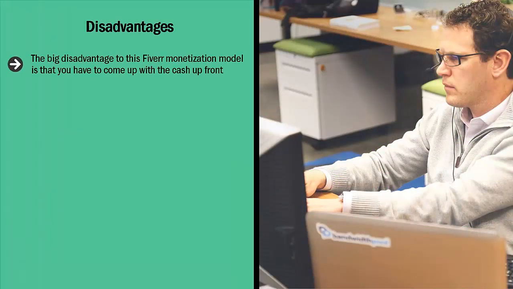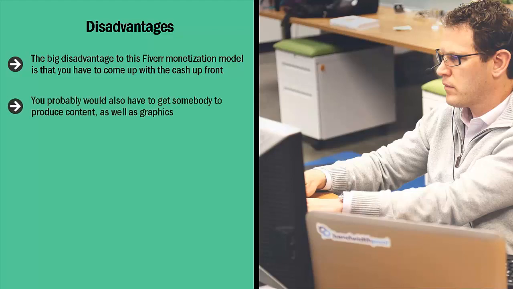Disadvantages. The big disadvantage to this Fiverr monetization model is that you have to come up with the cash up front. You're going to have to pay your specialist up front. You're going to have to pay the person finding the domain name. You have to shell out some cash for the WordPress theme designer, as well as the person customizing it. You probably would also have to get somebody to produce content, as well as graphics. This can add up. The good news is, Fiverr is so cheap. Don't be surprised if it takes you all of $50 or a maximum of $75 to come up with an asset that you can turn around and possibly sell for $200, or if you really do your homework and are good at closing, $400.